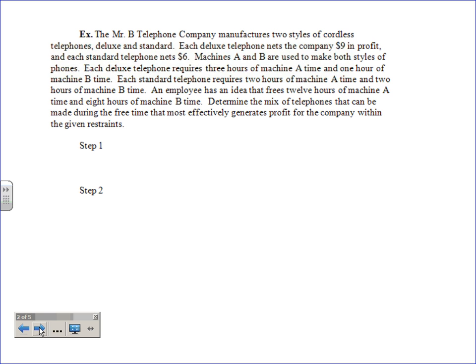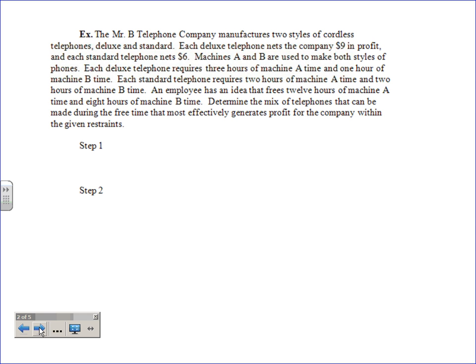Each deluxe requires 3 hours of machine A time and 1 hour of machine B. So it takes maybe 3 hours to get the circuit board in the deluxe and only 1 hour to put the rest of it together. Where standard takes 2 hours to get the circuit board together, but then 2 hours to put the casing on or something like that. An employee has an idea that frees 12 hours of machine A time and 8 hours of machine B time. Determine the mix of telephones that can be made during the free time to generate the maximum amount of profit.